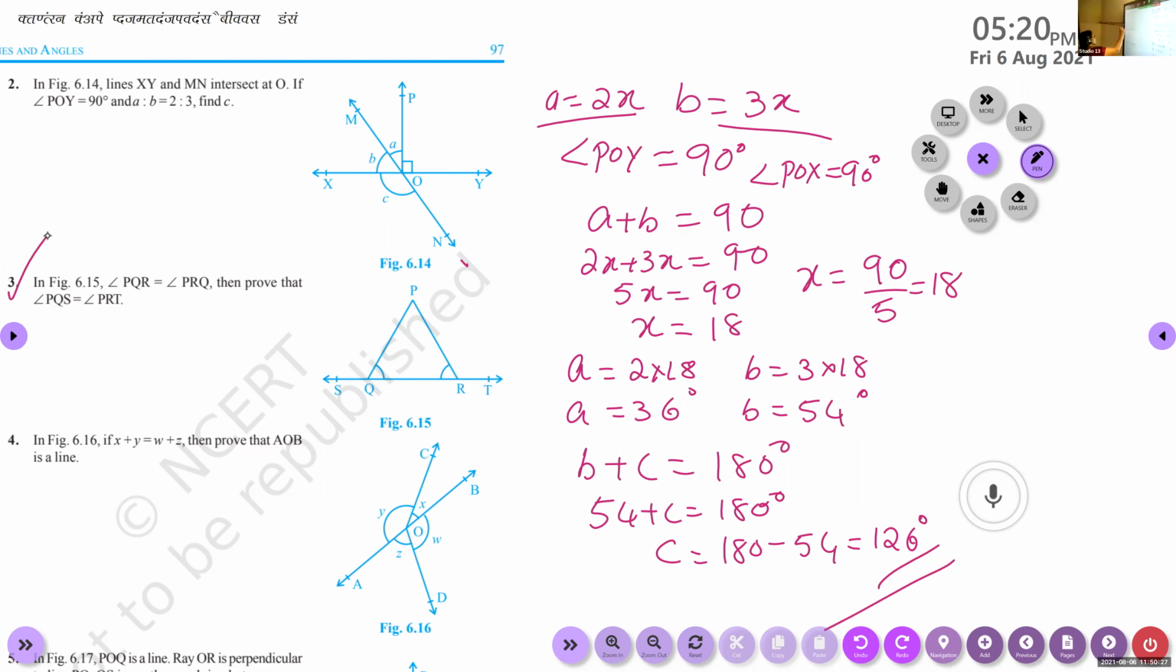Okay, now write question number 3. After completing the second one, write question number 3. Today I will send some homework. Okay, all of you try. Now question number 3.